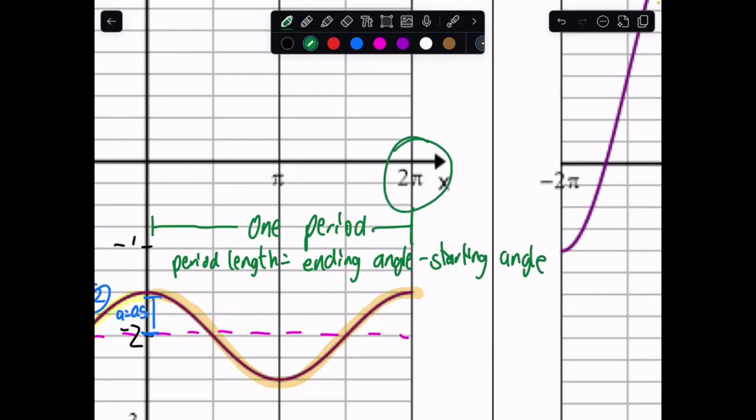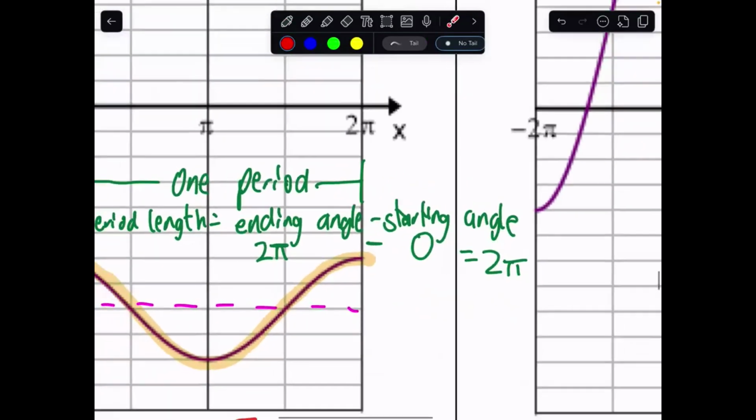Okay, so this period ends at 2 pi. It started at 0. So 2 pi minus 0 is 2 pi. This is something that leads to a lot of mistakes. A lot of times students just take the ending angle as the period length. Yes, for this problem, it's the same because you started at 0, but if you started at anything else, it wouldn't be true. So again, ending angle minus starting angle to find the period length.